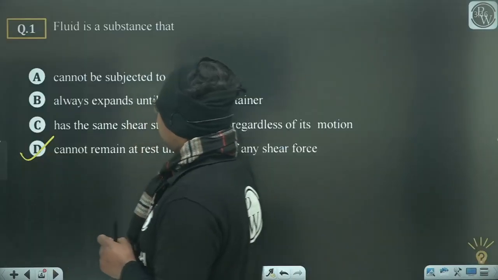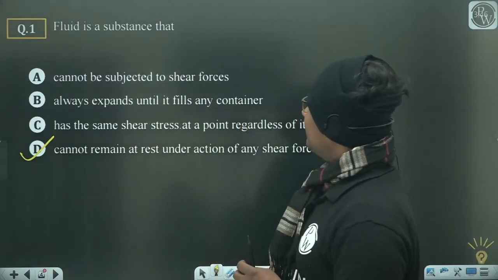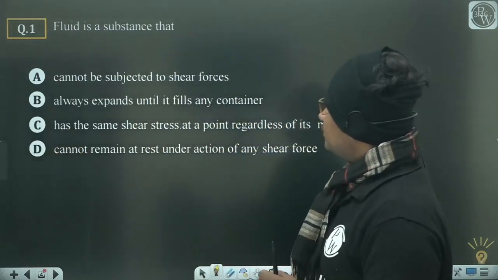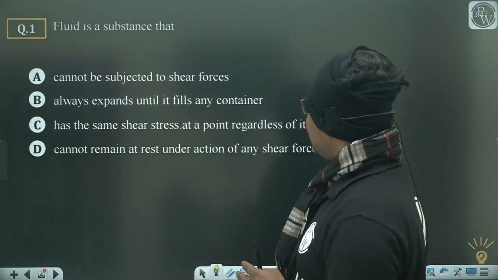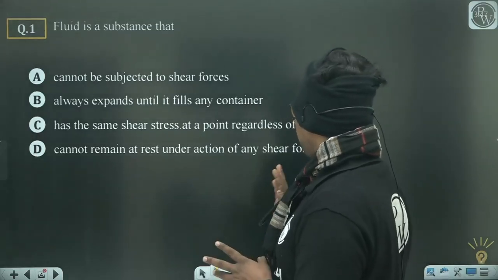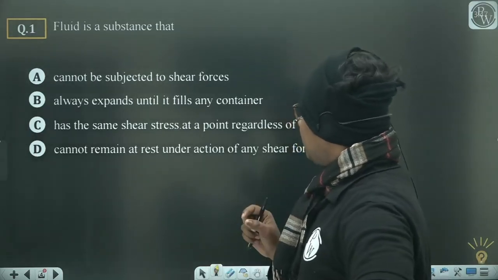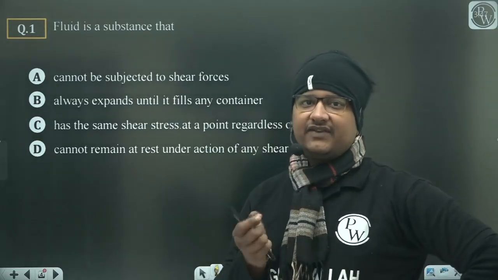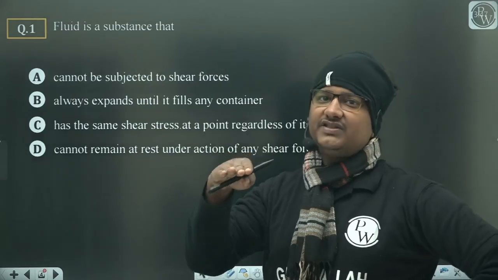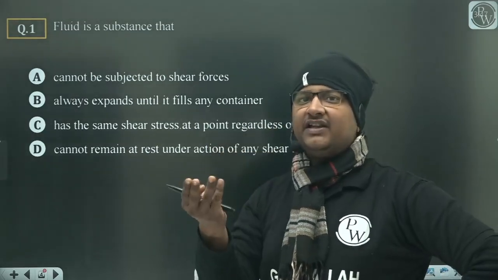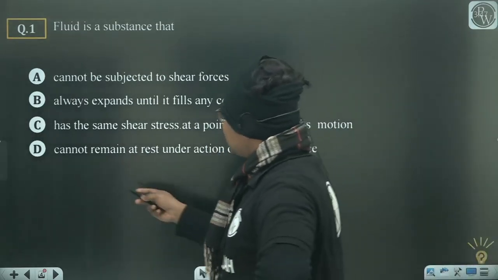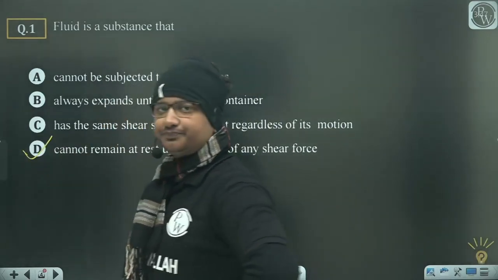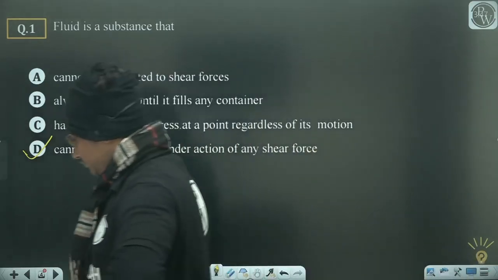So the first question is, fluid is a substance that: cannot be subjected to shear force, always expands until it fills any container, has the same shear stress at a point regardless of its motion, or cannot remain at rest under action of shear force. Now, in the starting class itself, I have told you that whenever you apply a shear force, whenever you apply a shear stress, definitely there will be deformation in the fluid. So the last statement, cannot remain at rest, is definitely the perfect answer for this question. I hope it is clear to all of you.